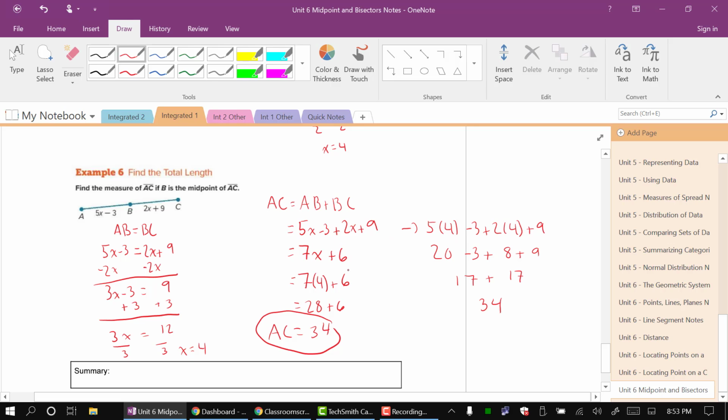I kind of like grouping them together before I plug it in, because I feel here sometimes I might make a mistake. I might forget that negative or anything like that. So today we learned about midpoints and bisectors. So go ahead and write a summary about this lesson.